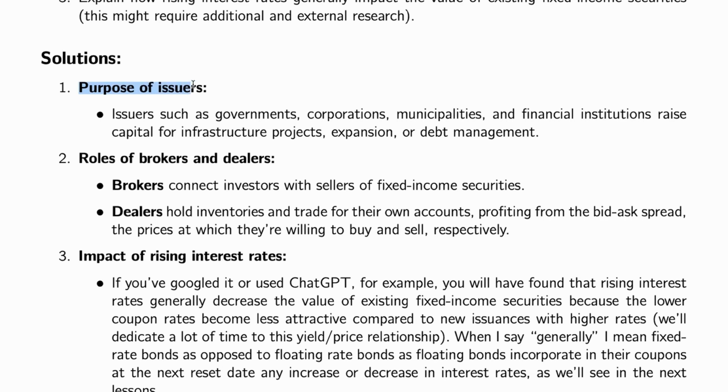Let's move on to the markets where these fixed income securities are traded. Market participants, issuers. You have governments, corporations, municipalities, and financial institutions raise capital through bonds for projects and expansion. Brokers and dealers. Brokers connect investors with sellers. Dealers hold inventories and trade on their own accounts, profiting from the bid-ask spread.